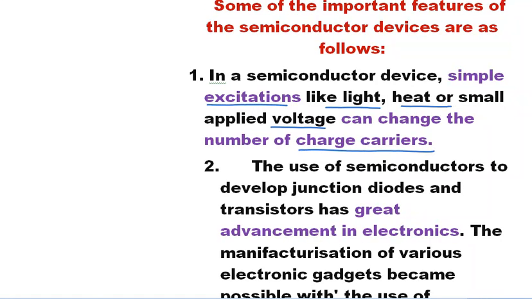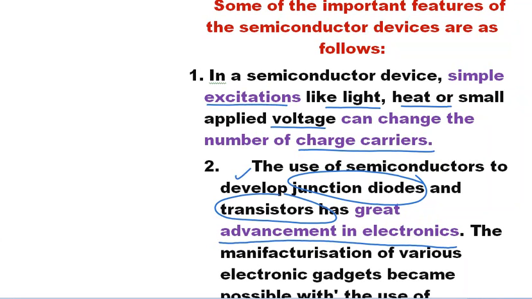Thereafter, the use of semiconductors to develop junction diodes and transistors has been a great advancement in electronics. In all our gadgets, such as mobile phones, computers and laptops, the building blocks are semiconductor diodes or junction diodes as well as junction transistors. Exactly, we have to study junction diodes here.